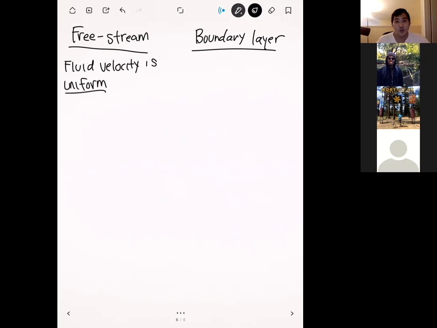Okay. And so all that means is basically the velocity is the same everywhere outside the boundary layer. So the direction is the same and the magnitude is the same. And so this has two important consequences in terms of the equations that we'll talk about. The first thing is that the velocity gradients are very low.